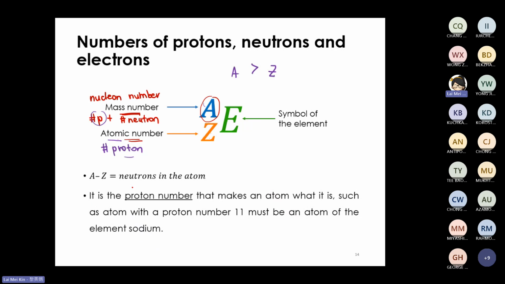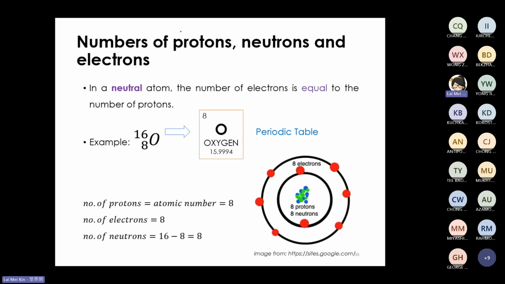Okay, so just now when we talked about the characteristics of subatomic particles, we mentioned the proton. The number of protons represents the identity because it is unique. It makes the atom what it is. For example, if I have a proton number of 11, it must be sodium, cannot be anything else. So proton number gives you the identity of the element. You can also know how many subatomic particles there are when you know the symbol of the element.